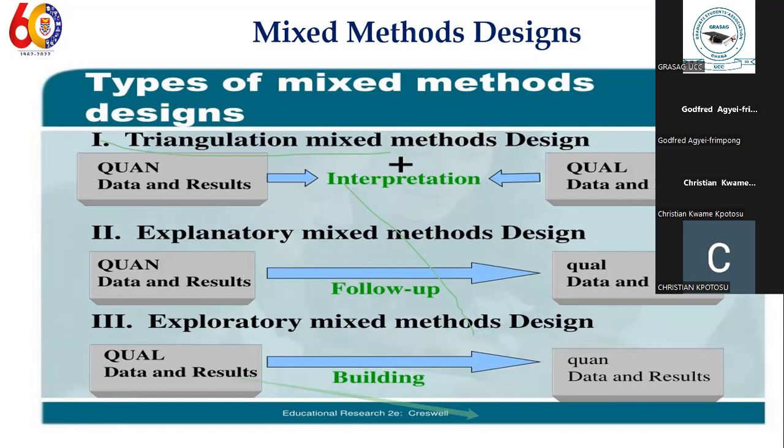With the second one, explanatory mixed methods design. Yes. Some will name it sequential explanatory or explanatory sequential. The word sequential, what it means is that one happened before the other. So in this case, you see, Creswell has capitalized the quantitative data and written the qualitative data in small alphabet. The arrow shows that the qualitative data is a follow-up to the quantitative data.